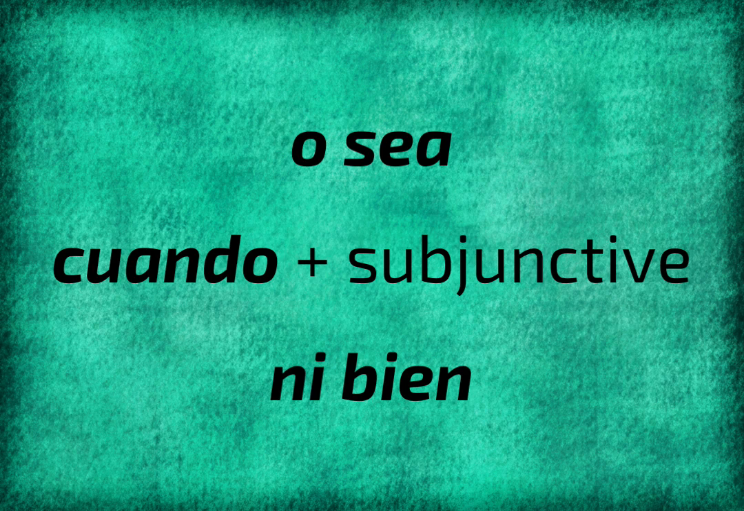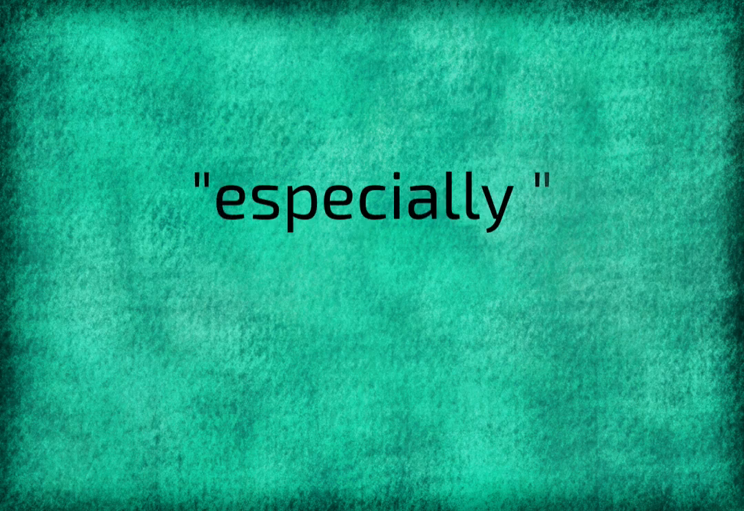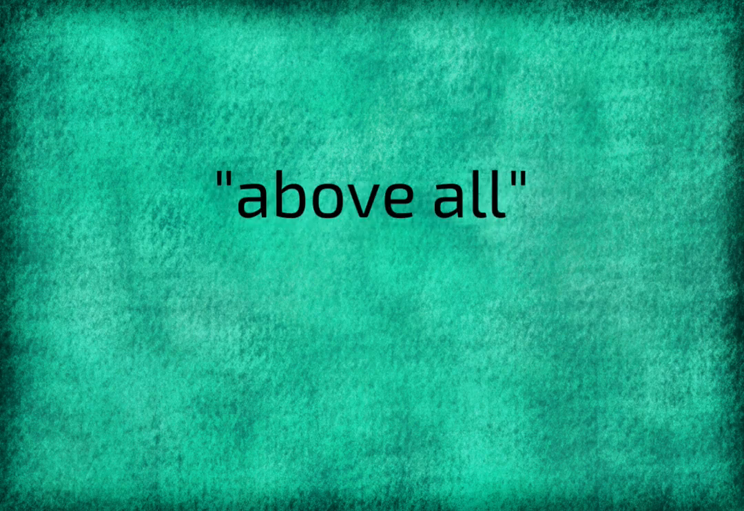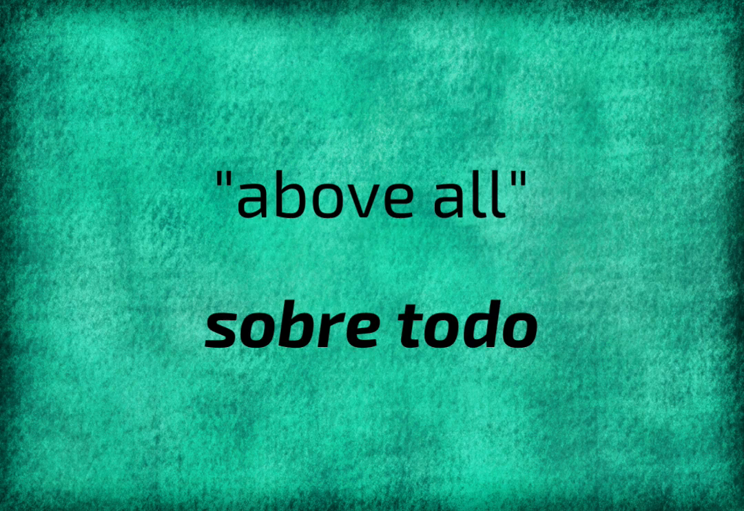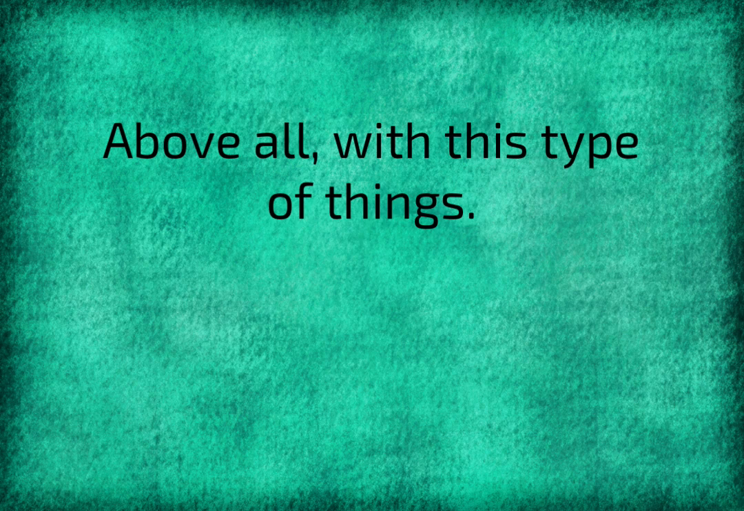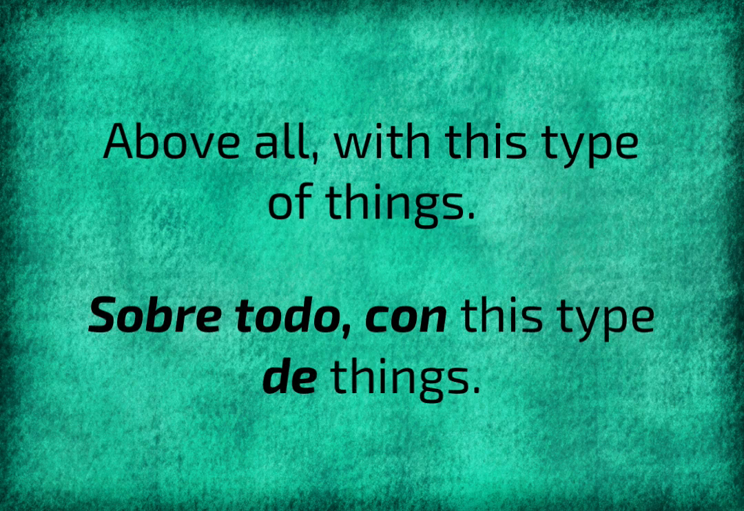But let's look at a couple of idioms with today's prepositions as well. First of all, in order to say especially, as in especially here or especially with this type of thing, Joel generally just uses simple vocabulary and says, above all. So use the phrase sobre todo, which literally means above all. Here's an example. Above all with this type of things. That would be sobre todo con this type de things. Sobre todo con este tipo de cosas.